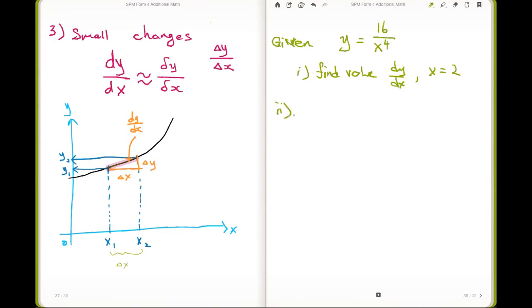Second part, estimate. When it comes to estimate, you are not allowed to use a calculator. Estimate 16 over 1.98 power 4. Normally you would think you need a calculator, but without calculating, you may actually use small changes to solve it. Now the first part is pretty straightforward.